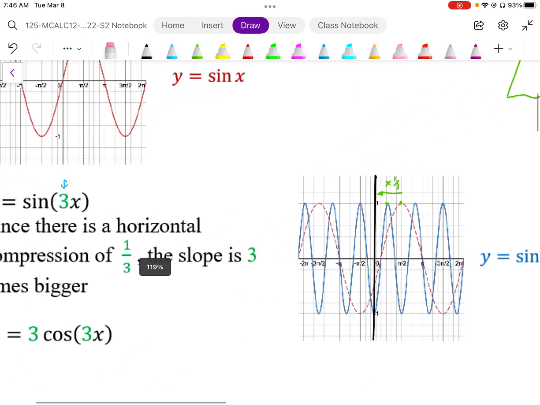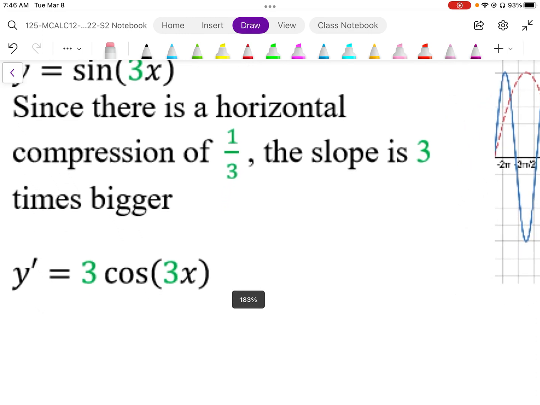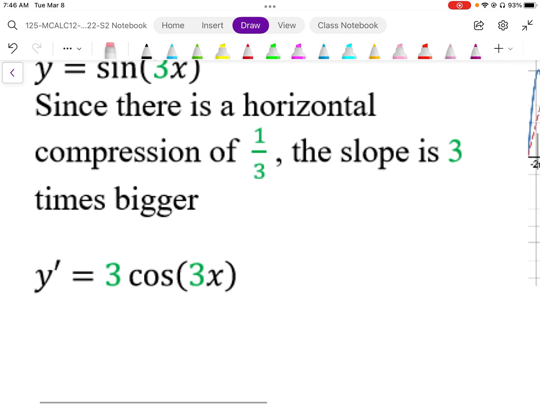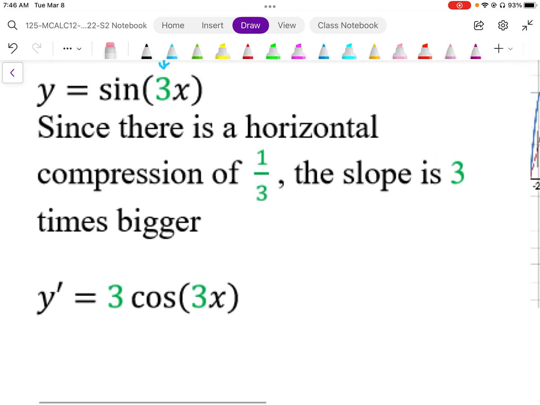So this horizontal compression then has to be accounted for in our derivative. So the 1/3 compression gives us a slope of 3 times bigger. So to account for that, when we differentiate the sine, we end up with cosine, but that extra 3 then has to be multiplied onto the derivative to account for the 3 times bigger slope that we're getting. So this is how we deal with this horizontal compression.